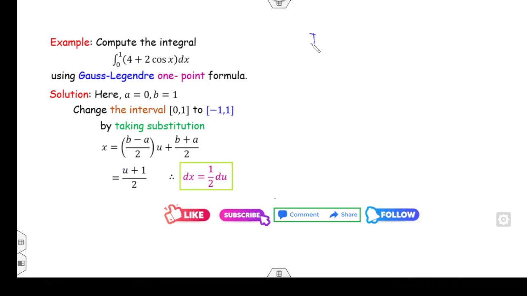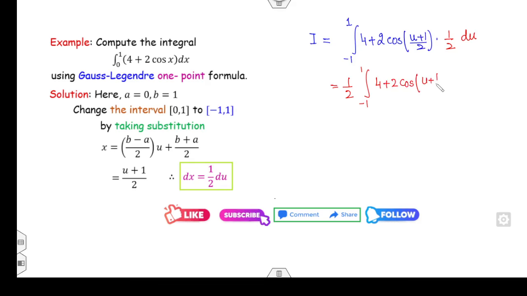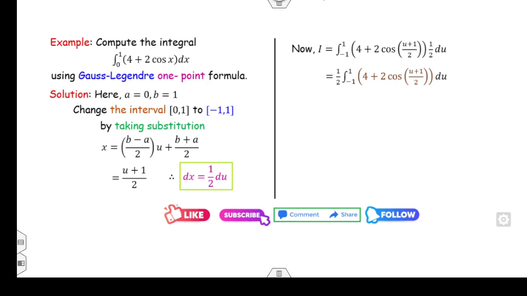You will get the integral with limits from -1 to +1 of 4 plus twice cos of x, where x will be (u plus 1) over 2, into half of du. Now I can take the half outside: half times the integral from -1 to +1 of 4 plus twice cos of (u plus 1) over 2 du. Since the limits are from -1 to +1, now I can apply the 1-point Gauss quadrature rule. Half is outside, so that number is half.